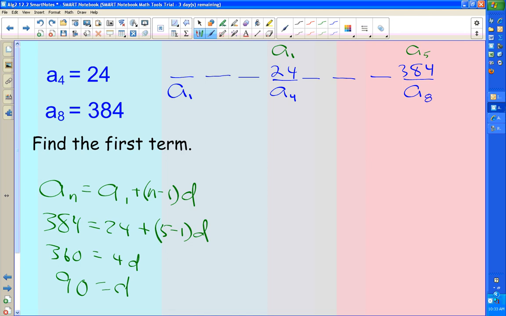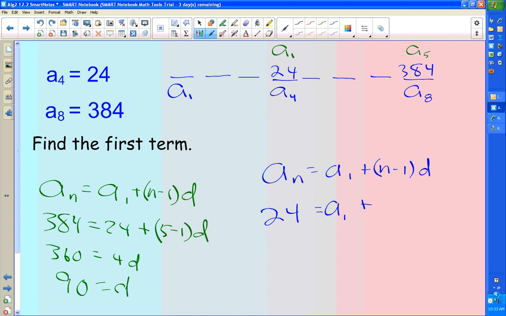What I want you to do is come back over here into the real world and use the explicit formula for the real world now. It doesn't matter whether you use the 384 or the 24. Which one do you think you should use? It doesn't matter. Why? Smaller, it's easier. Put that in for a sub n. What do I plug in for the first term? Nothing. We just leave that a sub 1. That's what we're looking for.